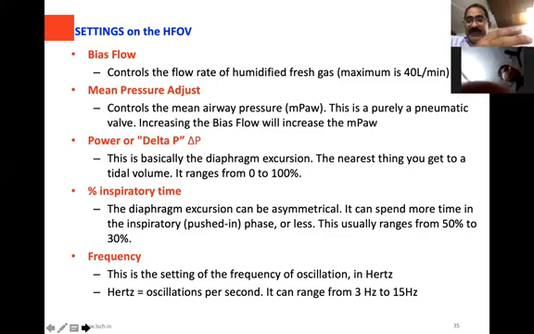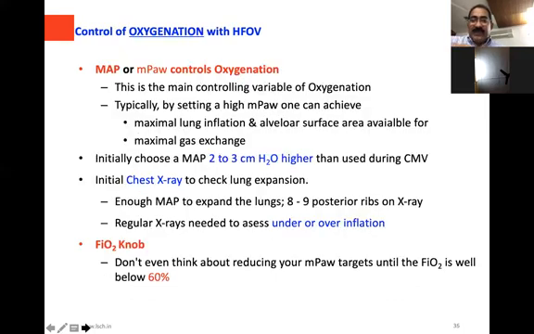The next thing is your inspiratory time. The diaphragm excursion can be asymmetrical. It can spend more time in the inspiratory phase or the expiratory phase. What we want is it should be more physiological. So what is more physiological? Our usual physiology is inspiration to expiration of 1:2, 1 part to inspiration and 2 parts to expiration. In your HFO it is expressed as a percentage. Then the next thing is your frequency. This is the setting of frequency in the oscillator in hertz, anywhere between 3 to 15 hertz.